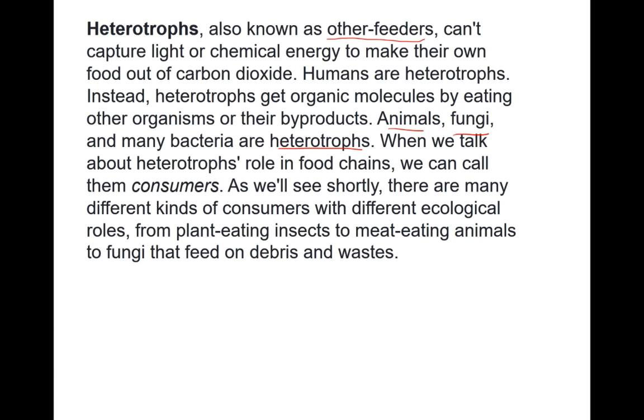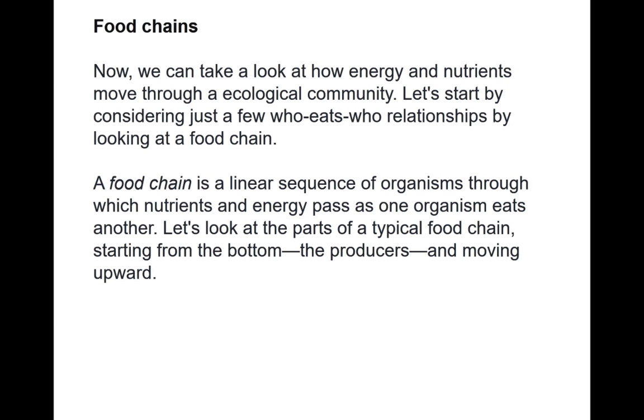As we will see shortly, there are many different kinds of consumers with different ecological roles, from plant-eating insects to meat-eating animals to fungi that feed on debris and waste. So we'll look at the full cycle. Food chains. Now we can take a look at how energy and nutrients move through an ecological community. Let's start by considering just a few who-eats-whom relationships by looking at a food chain. A food chain is a linear sequence of organisms through which nutrients and energy pass as one organism eats another.